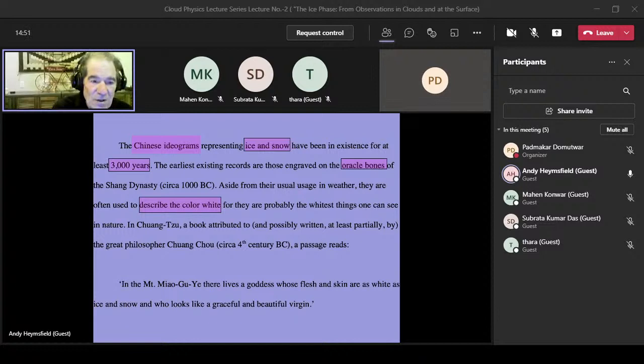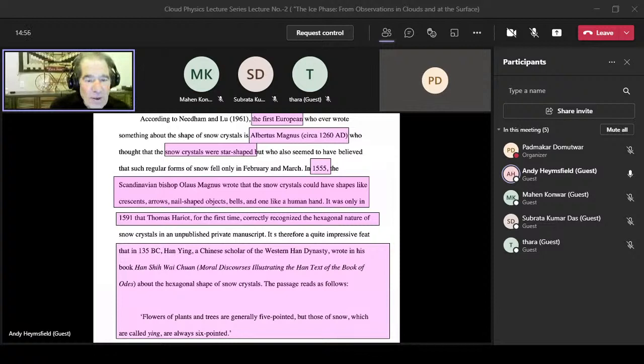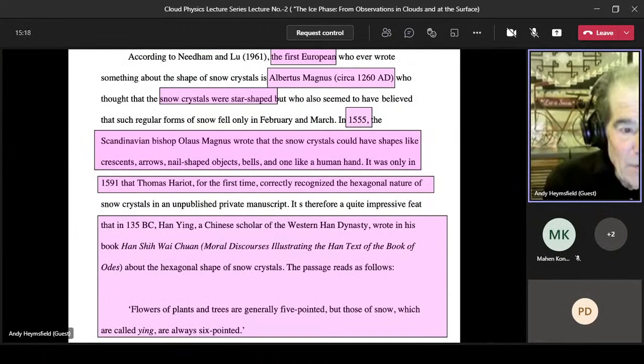And so snow has been studied for a long time. The first European who wrote about the shape of snow is Magnus in 1200. He says snow crystals were star-shaped. Magnus also wrote that snow crystals could have shapes like crescents, arrows, and many different shapes. Then for the first time in 1591, Dr. Harriot correctly recognized the hexagonal nature of snow crystals.